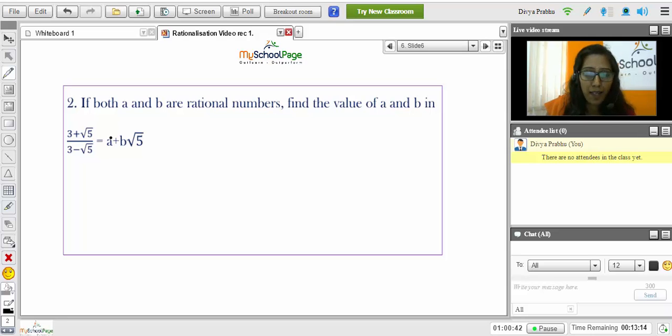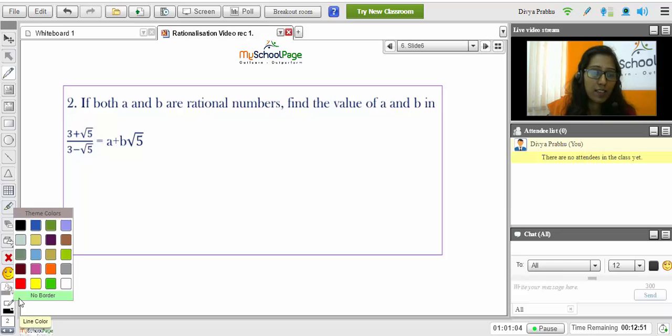Now what does this sum tell? 3 plus root 5 divided by 3 minus root 5. So obviously I have an irrational number in the denominator. I need to rationalize this. What are they asking you? If both a and b are rational numbers, find the value of a and b. So to find out this answer, I need to simplify this.